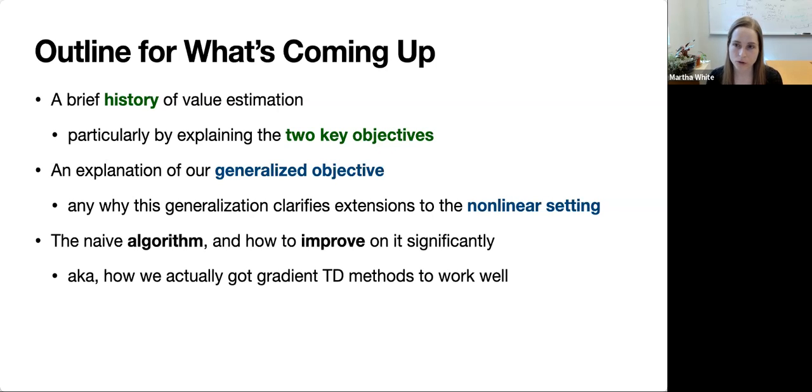Then I'll tell you about our new generalized objective that helps generalize to the nonlinear setting, and it fixes some of the issues with these previous objectives, really kind of unifies and fixes. And then finally, I'll tell you about, even with this new objective, which does help us get better algorithms, the naive algorithm using this objective doesn't work that well, but we have some ideas that really improve on it significantly. And I really summarize that as how we finally got gradient TD methods to work well. So that's my main goals for this talk.